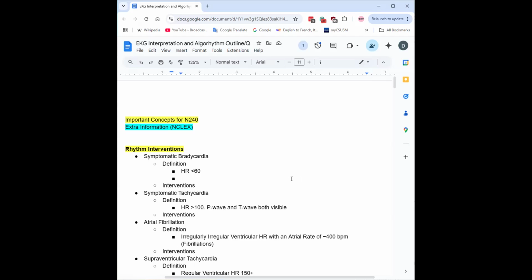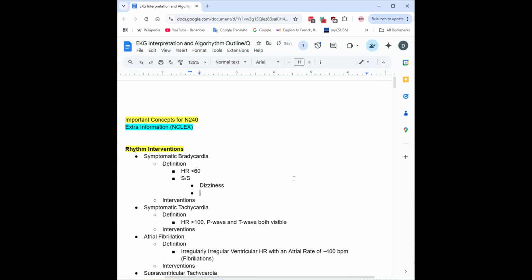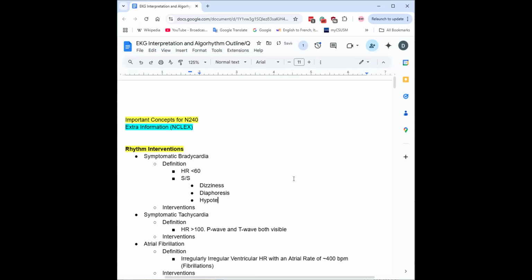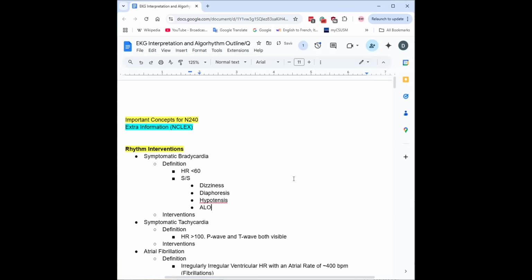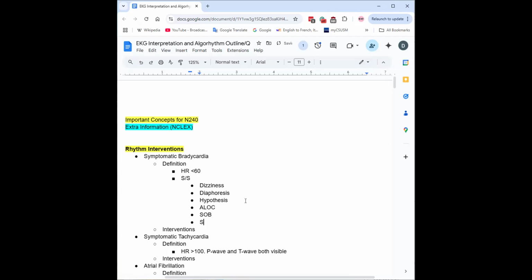Unstable. What does unstable mean? Dizziness. Diaphoresis. So hypotensive, altered mental status, altered level of consciousness. Pretty much not feeling good, low SpO2, maybe shortness of breath. True, for the most part. You can have chest pain as well.